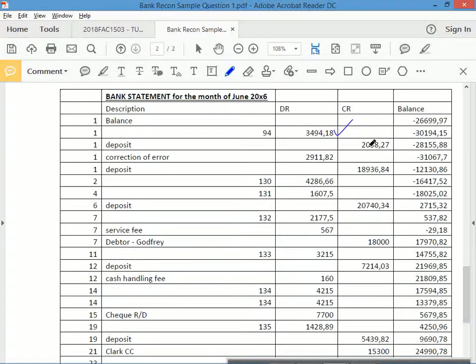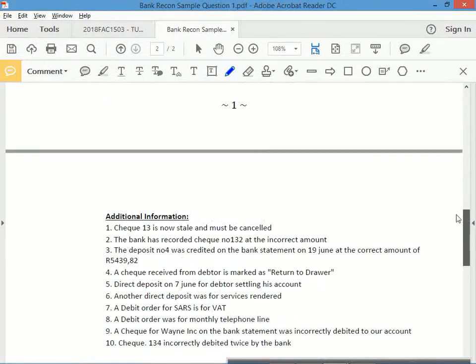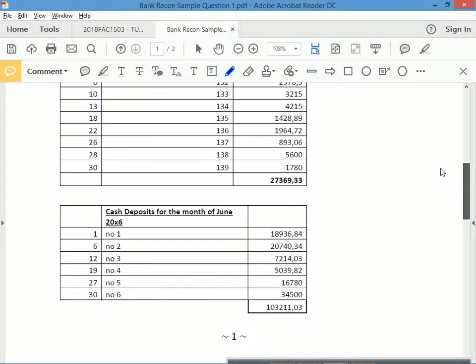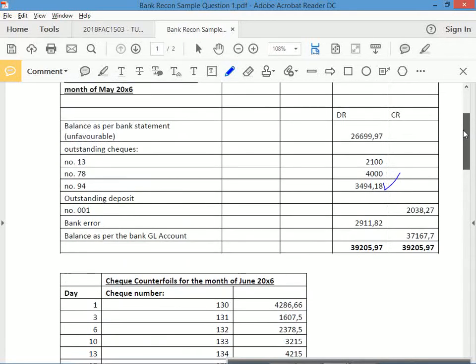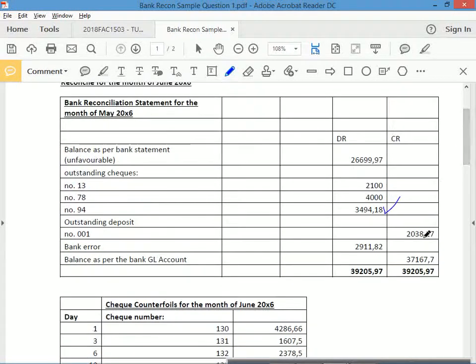Right, let's check. Now I'm looking at another deposit. There's a deposit on my bank statement: 2038.27. This was for the month of June. I look back at my deposits. Do I see a deposit for that amount here? No. So what must I do? I need to check last month. Was it outstanding last month? There we go. I can tick it. Do you agree? Okay, so in May it was outstanding.